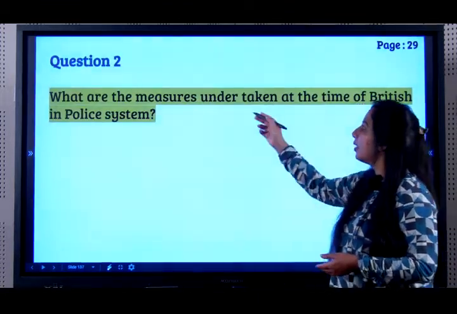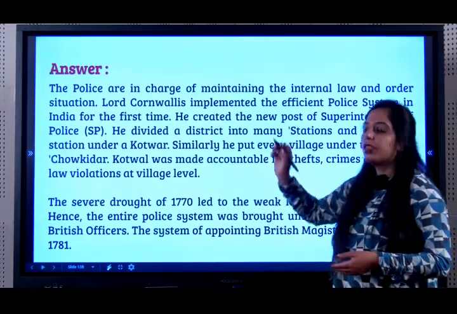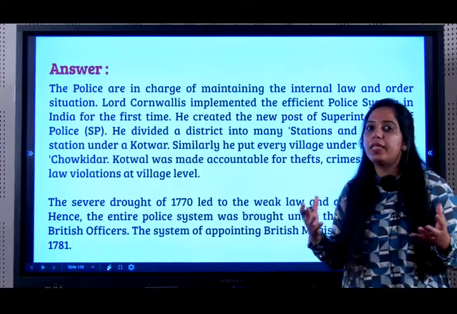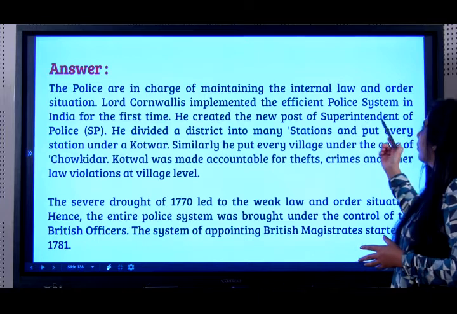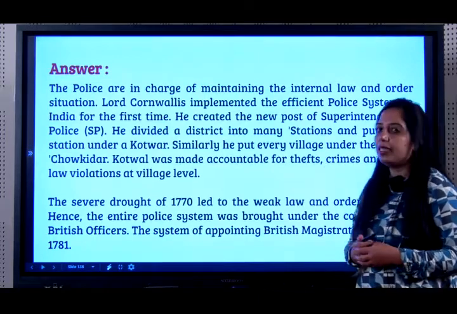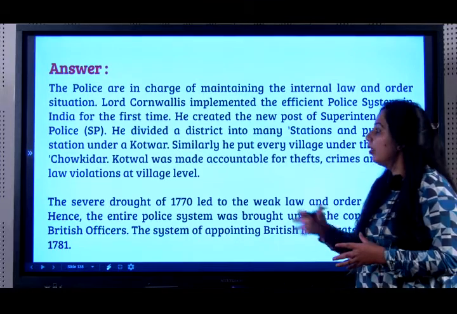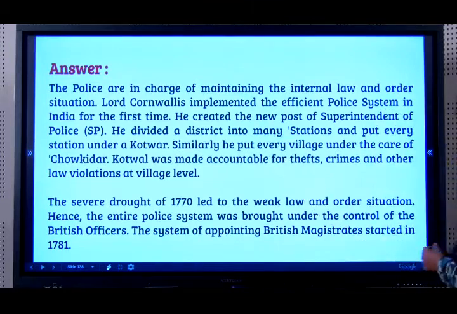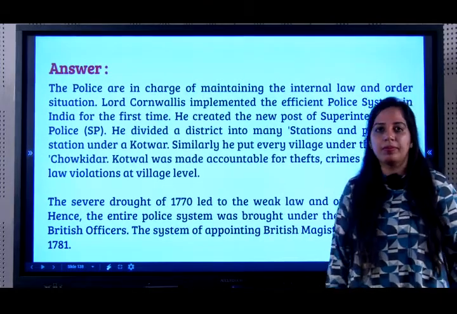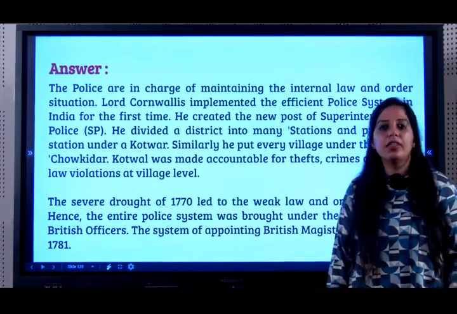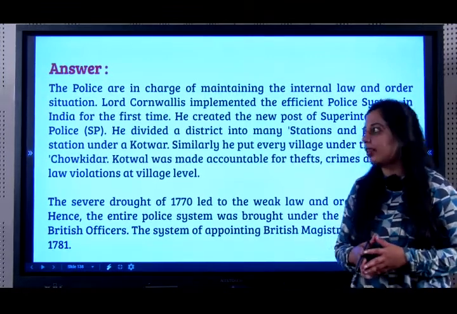Next question, what are the measures undertaken at the time of British in the police system? The police were responsible for maintaining internal law and order. They created the new post of superintendent of police. Each district was divided into stations. Each station was under a kotwal and the village came under chowkidars.